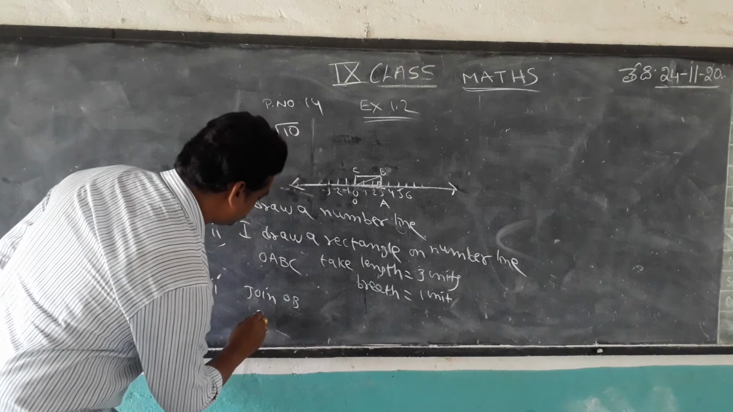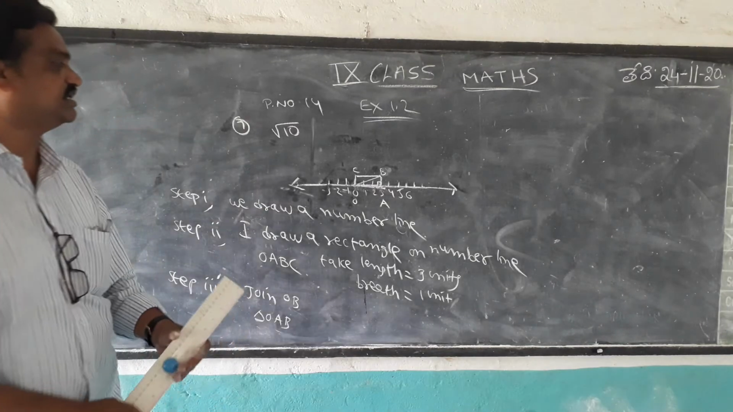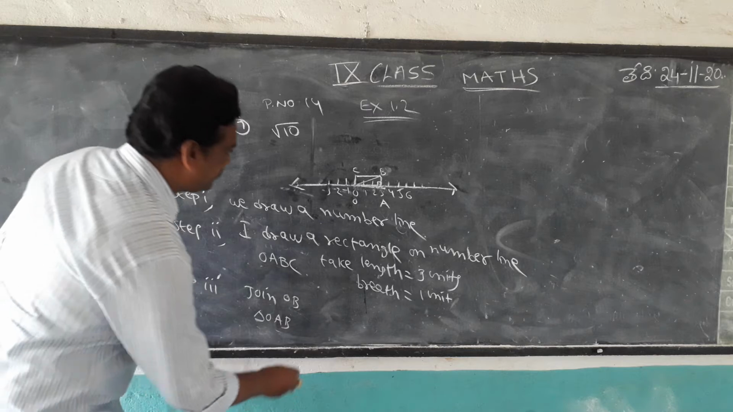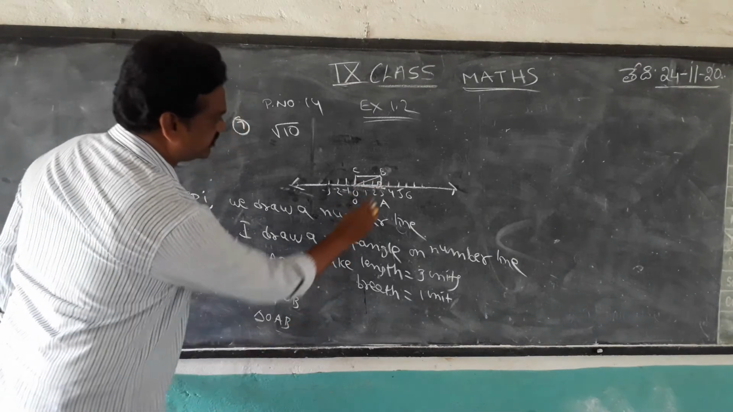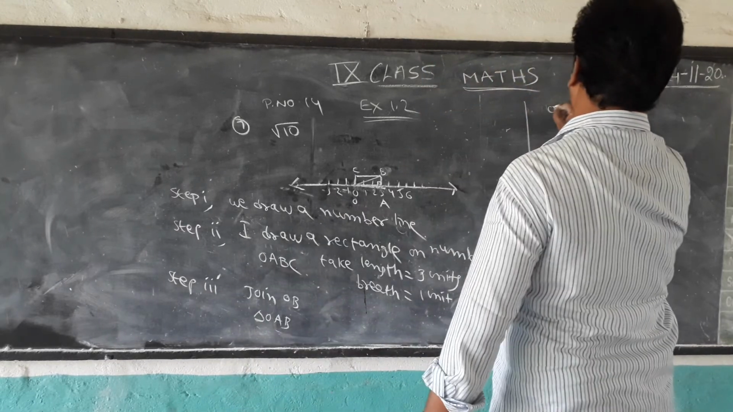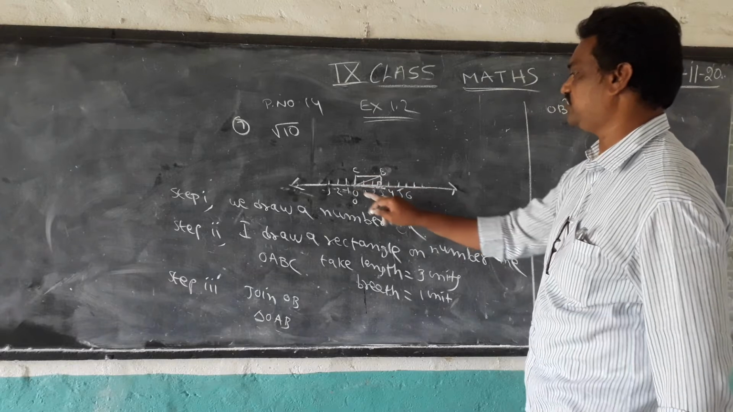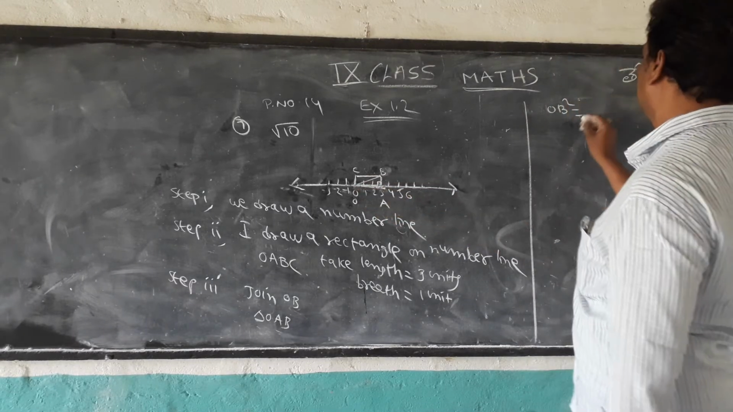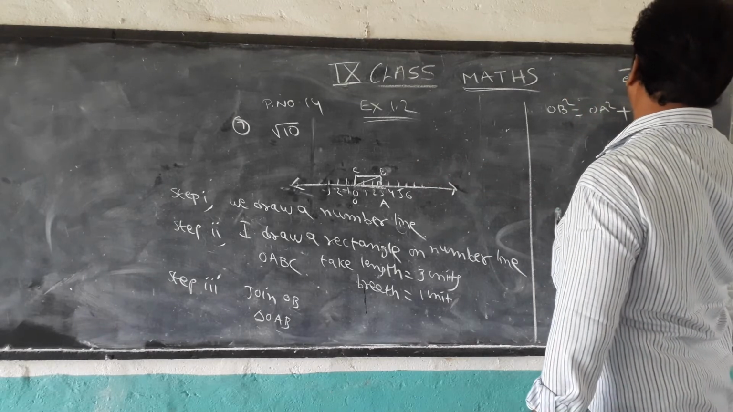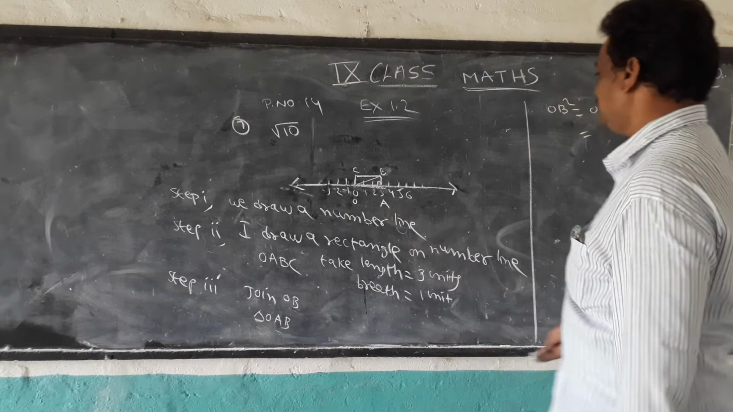From triangle OAB, by Pythagoras theorem we know that hypotenuse square equals side square plus side square. OB is the hypotenuse, opposite the 90 degrees. Therefore OB square is equal to OA square plus AB square.